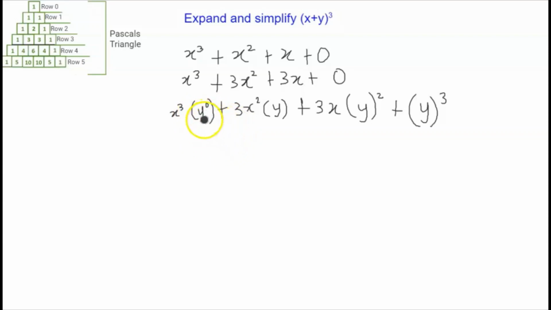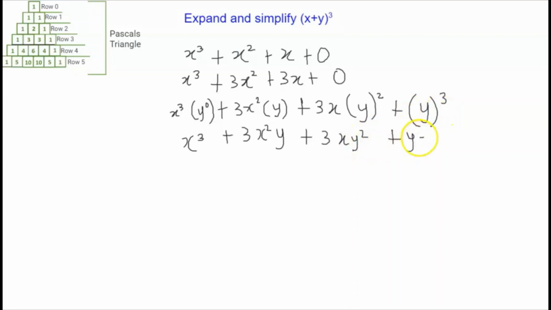So y to the 0 is 1, times x cubed times 1 is the same, it's just x cubed. So we're just going to write that down here, so x cubed, and then we have to add 3x squared times y. That's what this means, so 3x squared times y. I'm just going to write that as 3x squared y, and then we have 3x, and we're timesing it by y squared, so we can just write that as 3x y squared, and then we finally have y cubed. So we can just write plus y cubed.